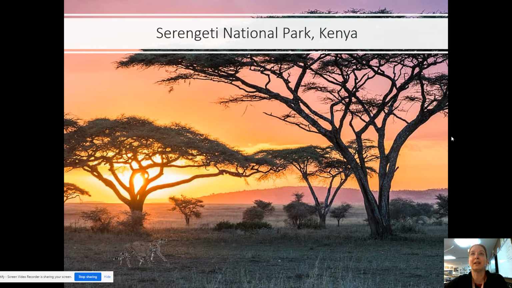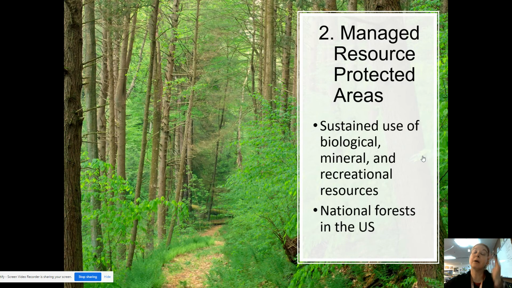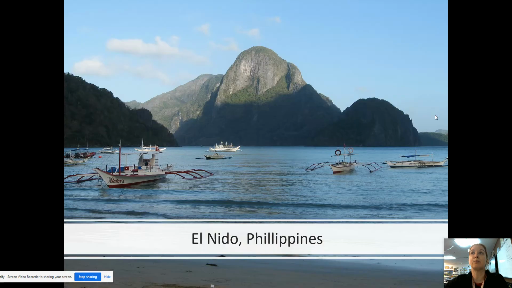Here's an example, Serengeti National Park in Kenya, definitely on my bucket list. Can you imagine seeing these in person? That'd be so cool. There's a video that will walk you through a lot of what we're talking about right now that is linked to in your packet. The second thing under this is managed resource protected areas. So this is sustained use of biological, mineral, and recreational resources. And these are different national forests that are here in the US. So we are using them for some stuff, but very sustainably. So the area is protected, used properly.